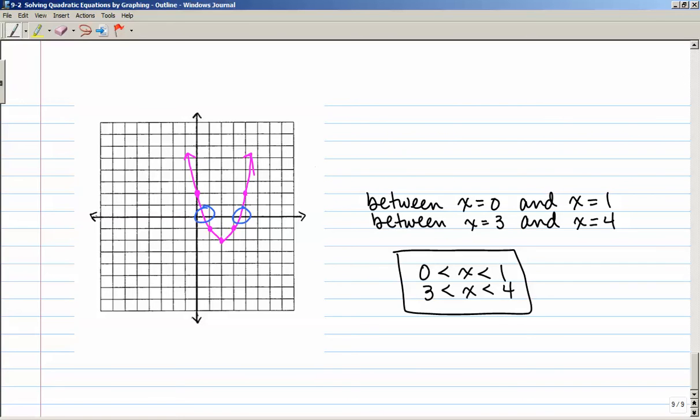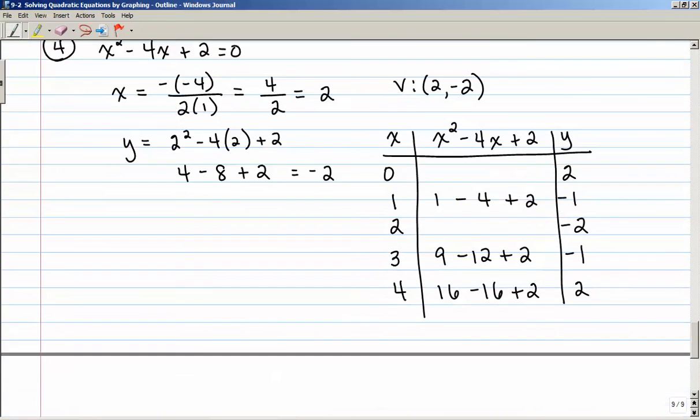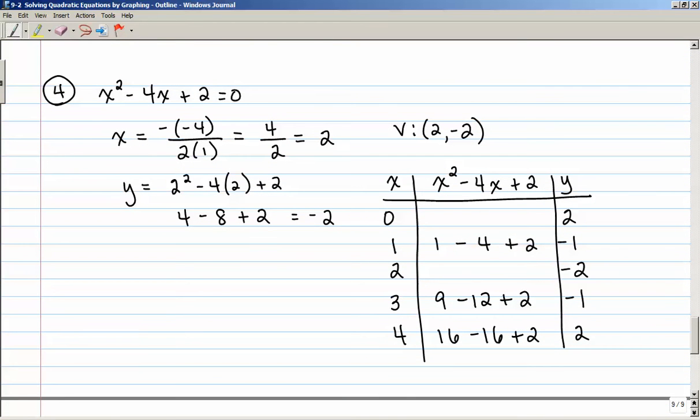And notice this actually kind of makes sense if we look at our table. In previous examples, we were looking for what is x when y equals 0. Well, notice right in here, there would be a 0 in the y's because it goes from 2 to negative 1. It goes from being a positive number to being a negative number, so it must have jumped over 0. And the same thing right here. Going from negative 1 to a positive 2, it went through 0 in there. Which makes sense because didn't we see from the graph that our solutions are going to be somewhere between 0 and 1 and somewhere between 3 and 4.